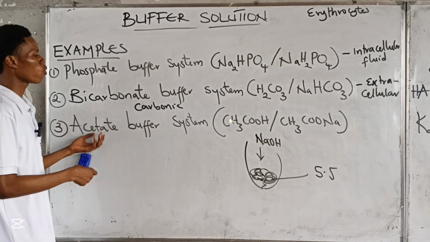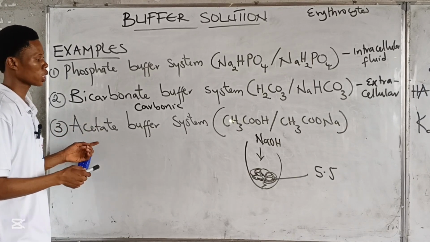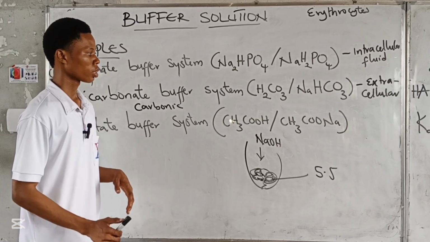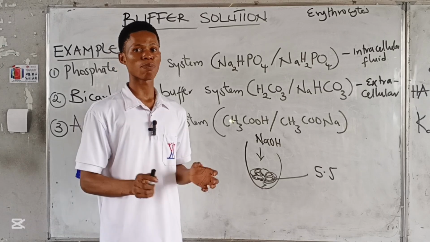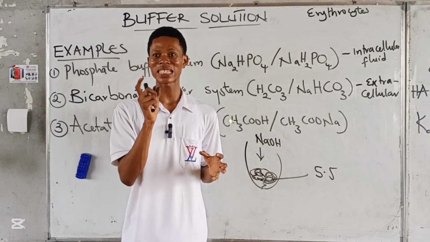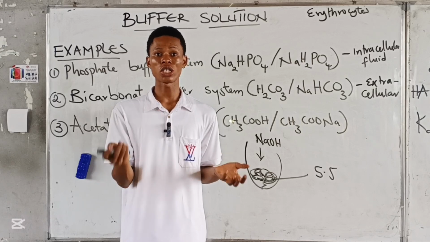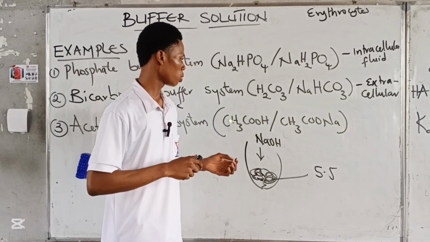We also have another one that operates in the biological system, the acetate buffer system. Now, remember we said a buffer contains a weak acid and a conjugate base, or you say the salt, the weak acid and their conjugate base.